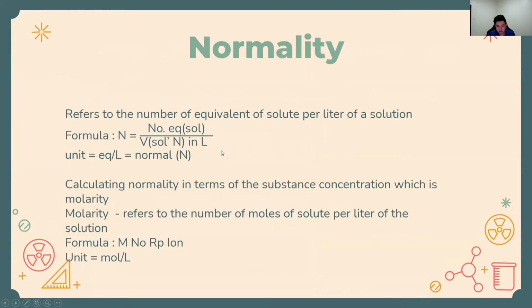Next, we got normality. It refers to the number of equivalent of solute per liter of a solution. The formula is N, normality, equals number of equivalent in solute over volume in solution in liter. The unit we use is EQ per L or normal, N.